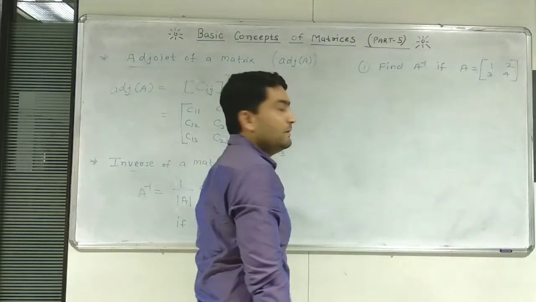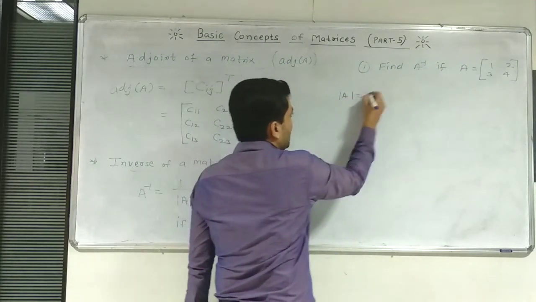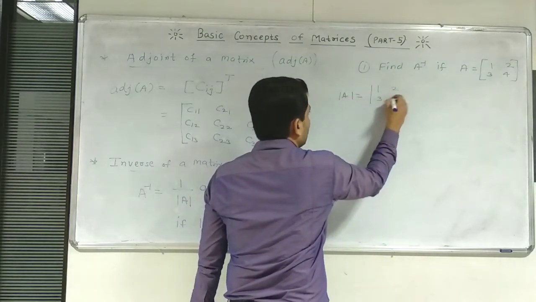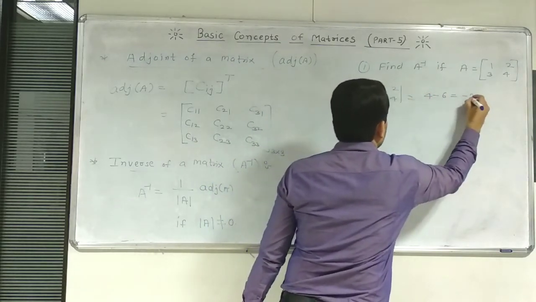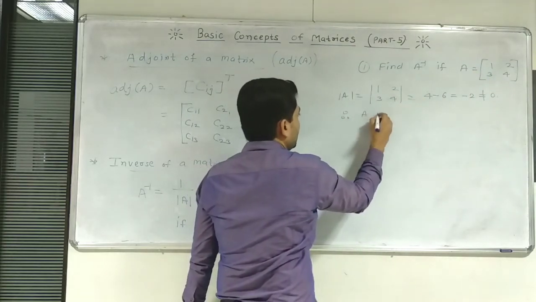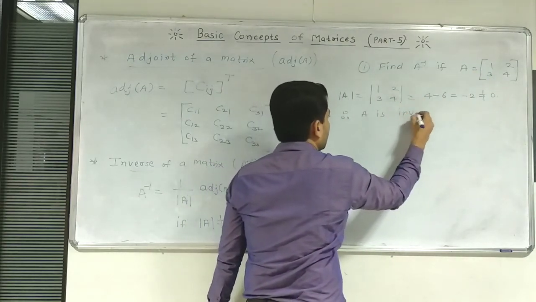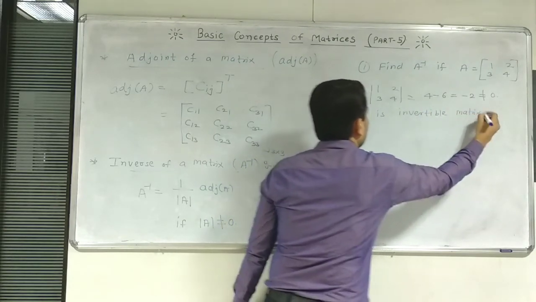Simple example. First we have to find the determinant of the matrix. So what is the determinant of that matrix? It is 1, 2, 3, 4, so it is 4 minus 6, which is equal to minus 2, and which is not equal to 0. Therefore, A is an invertible matrix. That means we can find its inverse. That's why it is called an invertible matrix.